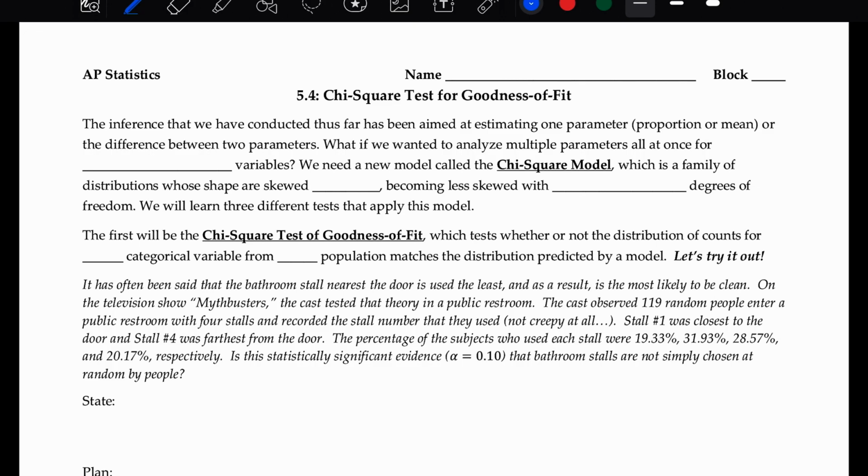What we're talking about here is looking at categorical data. The inference we've conducted thus far has been aimed at estimating one parameter, either a proportion or a mean, or the difference between two parameters that we've done recently here. So what if we wanted to analyze multiple parameters at once for a categorical variable? That's the question here.